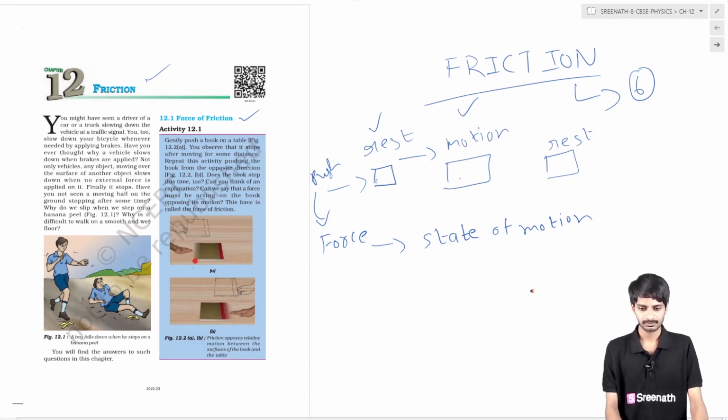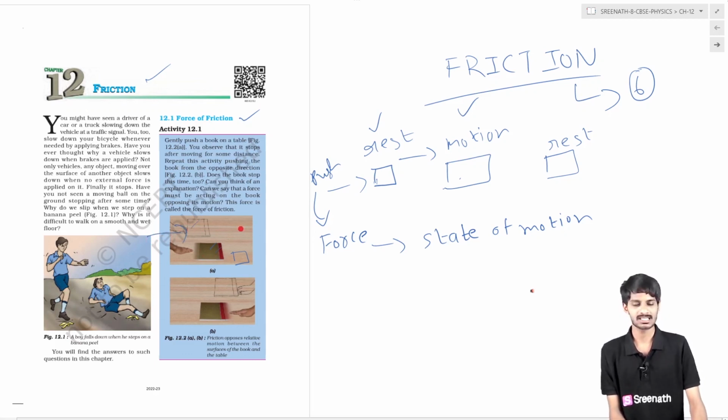See this example: we have applied force in this direction, so it changed from rest to motion, and after some time it stopped. Why? Because it stopped means some other force acted. We applied force in the beginning in this direction, so it moved in this direction, but after some time it stopped. Why? Because the force of friction is acting in this direction. That's why this book is stopped.